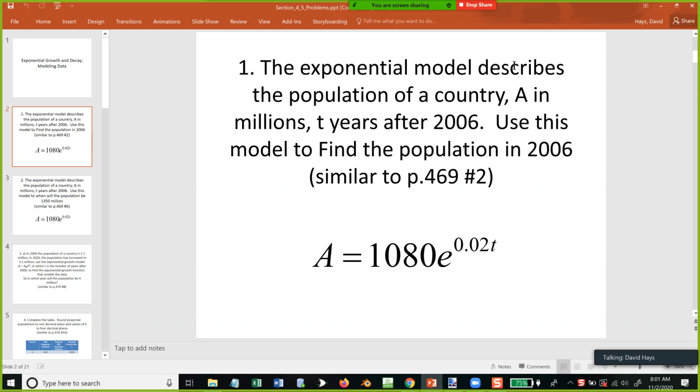This says the exponential model describes the population of a country, A in millions, 2 years after 2006. Use this model to find the population in 2006. If you're going into majoring in political science, going into government, then this would probably be an important thing to study. If you go into nursing, these probably wouldn't be bad questions to take a look at. Now, I do have these worked out in a YouTube video.